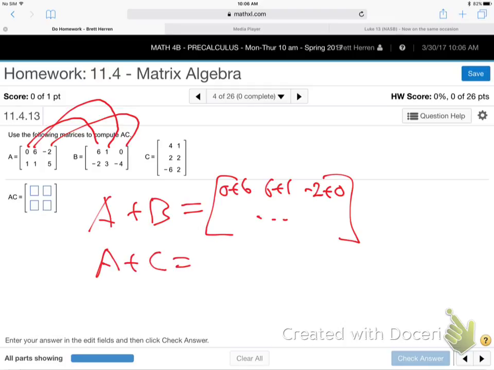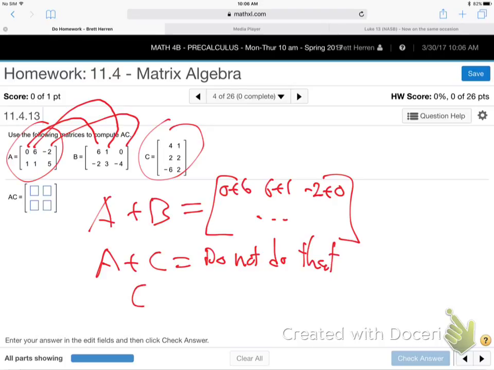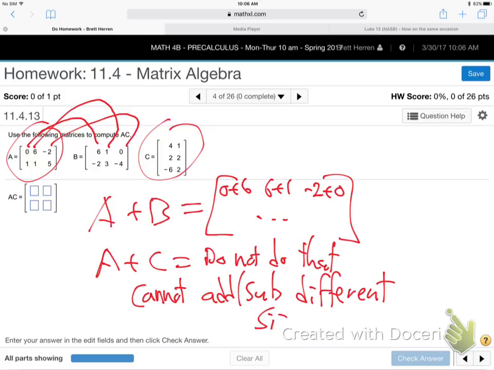What if we wanted to add matrix A and matrix C, which are, notice, different sizes? Yeah, we say don't do that. Do not do that. Right? You cannot add or subtract different sized matrices. They just never made up a rule for that because it was never important.